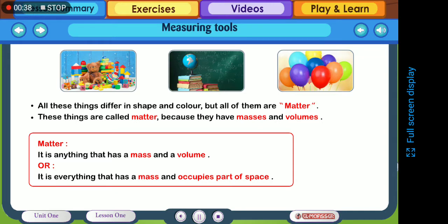Repeat after me. Matter is anything that has mass and volume, or everything that has mass and occupies part of space. We will replace volume by occupies part of space.